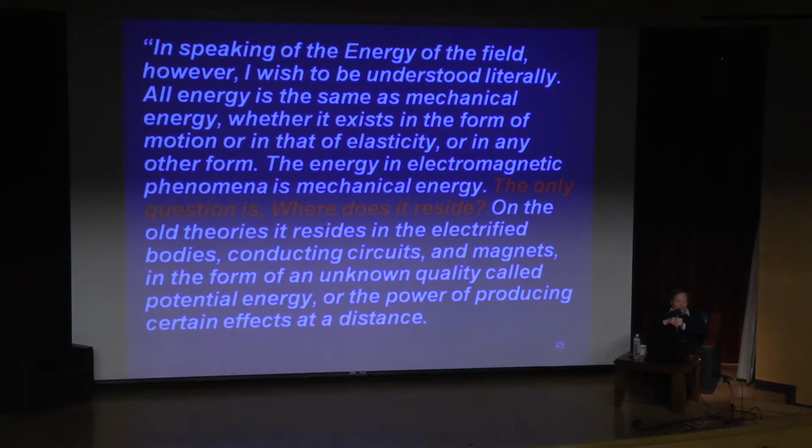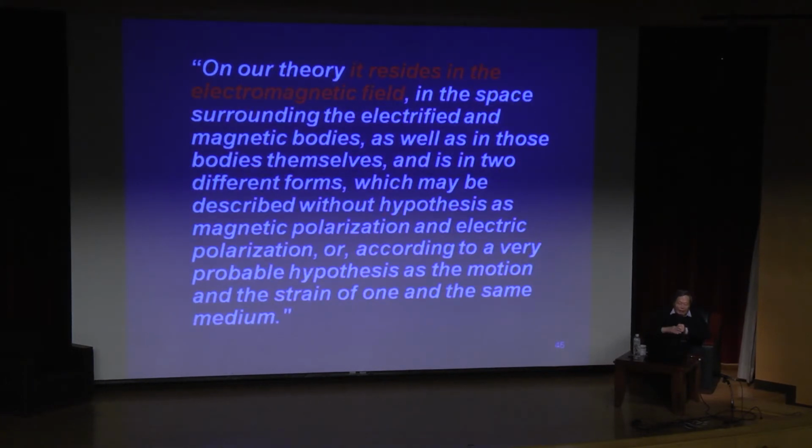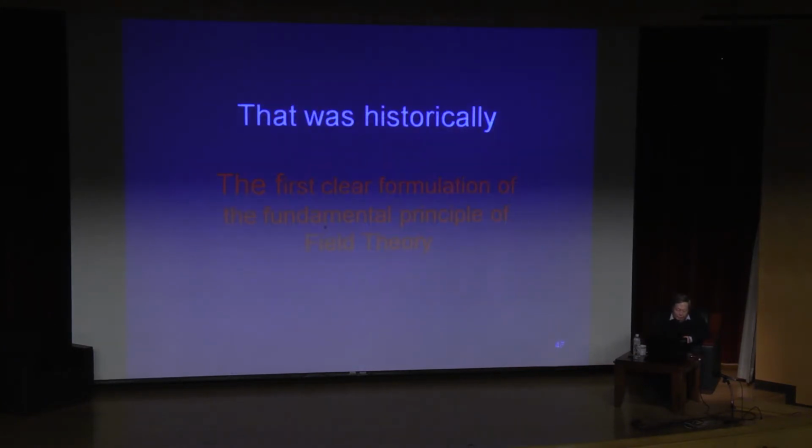"On the old theories, it resides in the electrified bodies, conducting circuits and magnets, in the form of an unknown quantity called potential energy, or the power of producing certain effects at a distance. In our theory, it resides in the electromagnetic field, in the space surrounding the electrified and magnetic bodies, as well as in those bodies themselves, and is in two different forms, which may be described without hypothesis as magnetic polarization and electric polarization, or, according to a very probable hypothesis, as the motion and the strain of one and the same medium." That was historically the first clear formulation of the fundamental principle of field theory.